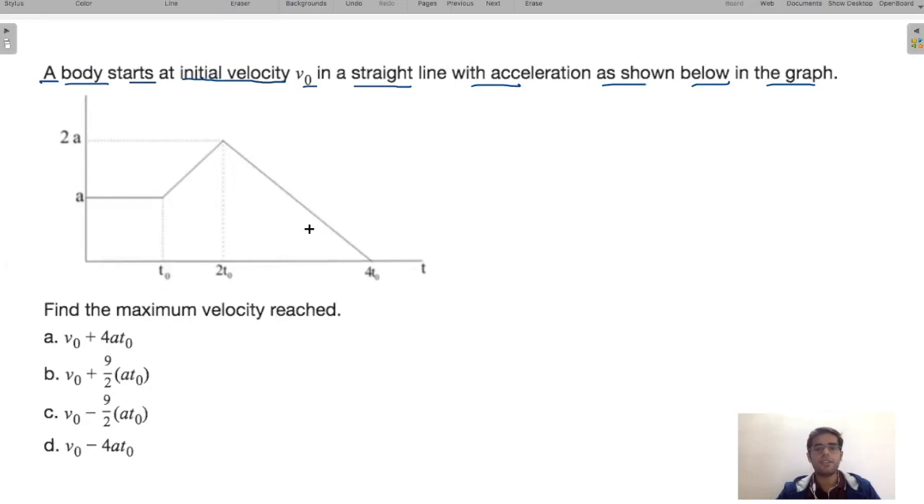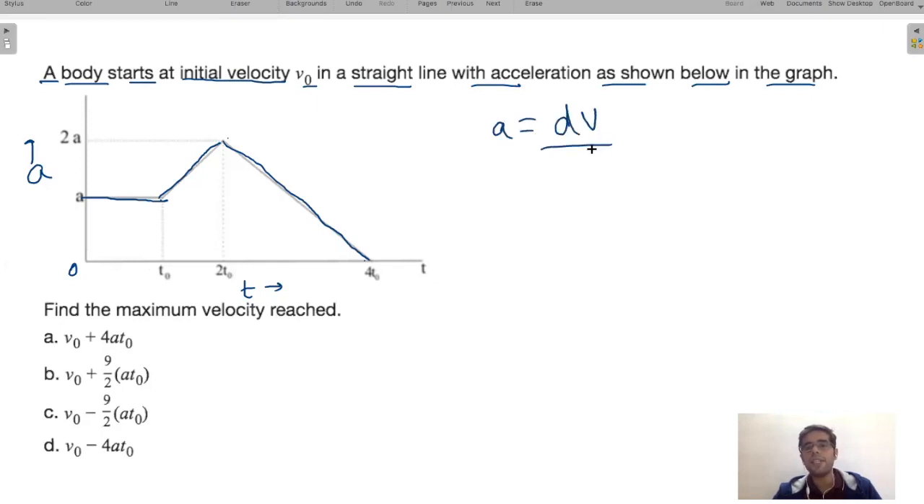Very good. Anish has got the answer. Very good, Anish. Yes. Okay. So what is given in the question is the acceleration versus time graph. Acceleration is made up of multiple parts here. Right now, from 0 to t naught, acceleration is constant. And then from t naught to 2t naught, acceleration is increasing, reaching the maximum value of 2a, and then it is decreasing.